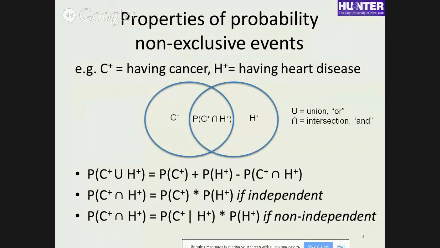With non-exclusive events, there's that overlap. So now if you want to do the union, you have to add up the individual probabilities and then subtract the amount in the middle, that intersection, so that you're not counting it twice. If these events are independent, meaning that the probability of one of these things is unrelated to the other, then the intersection is simply the product of those two things. And if they are not independent, then we have to add this conditional probability term down here.